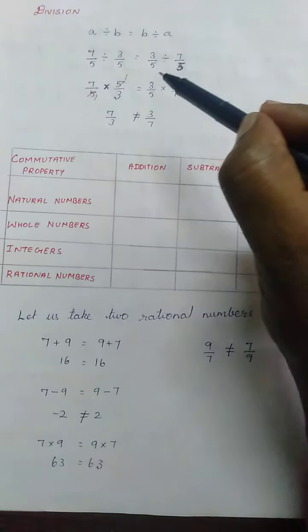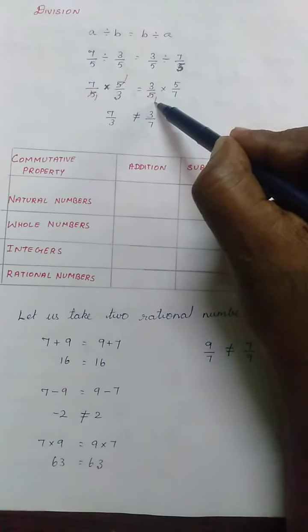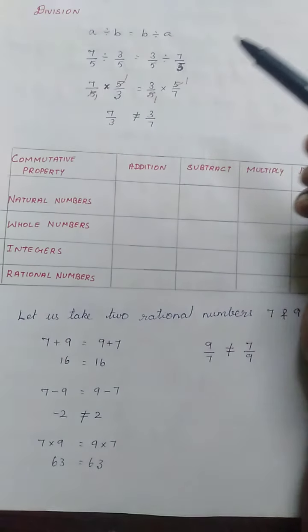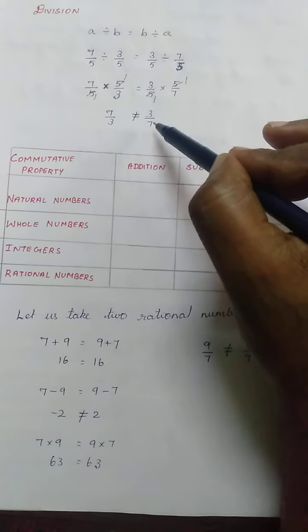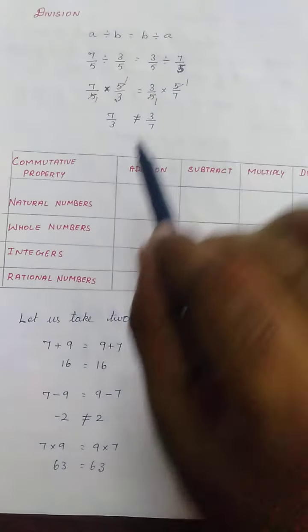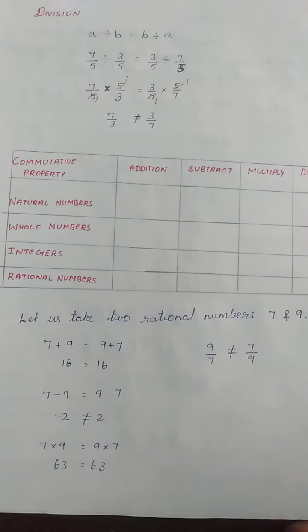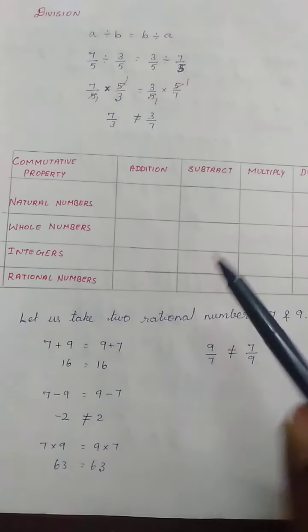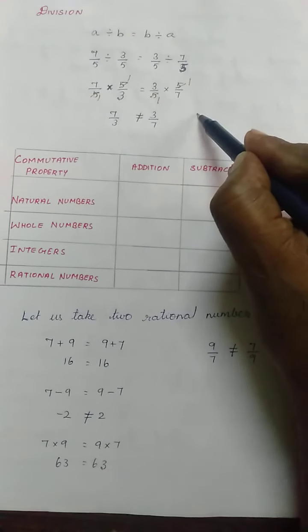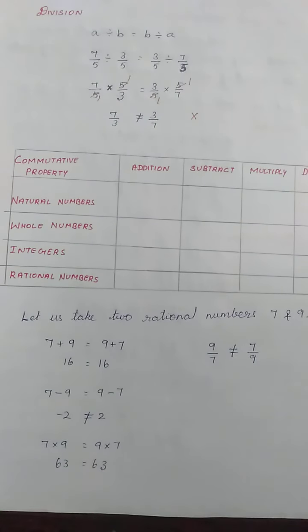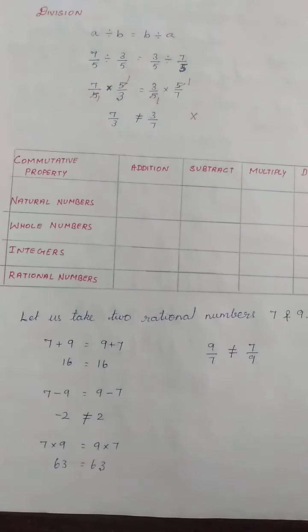Similarly here, 5 ones are 5, 5 ones are 5, so 3 ones are 3, 7 ones are 7. So 7 by 3 and 3 by 7 are not the same. So division under commutative property does not work. Now let us fill this tabular column.